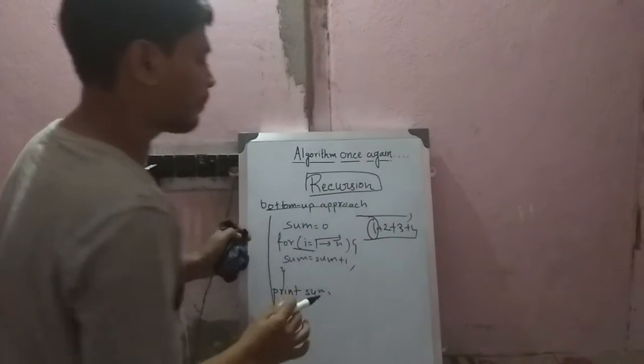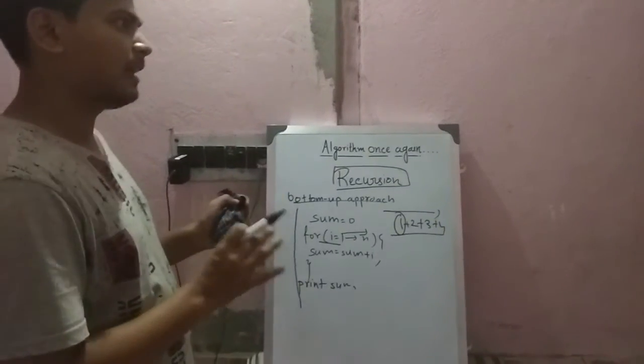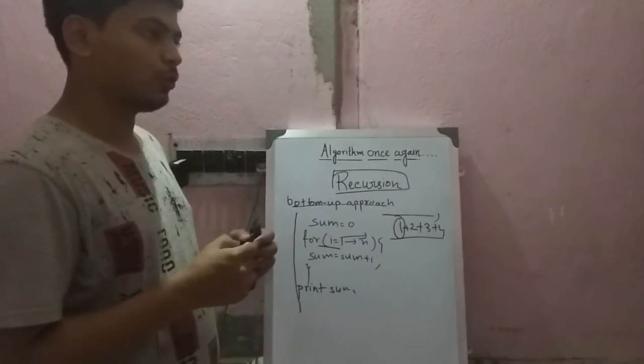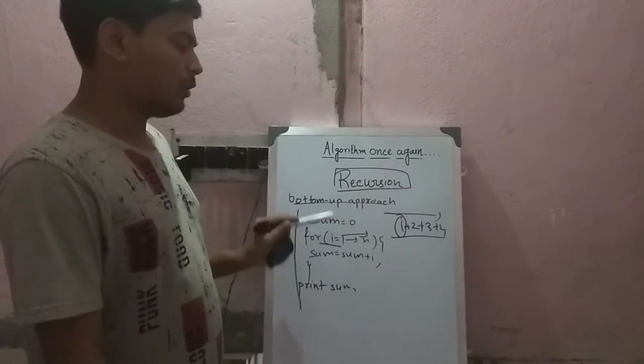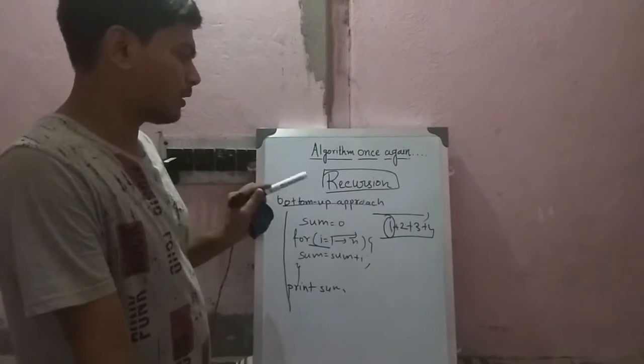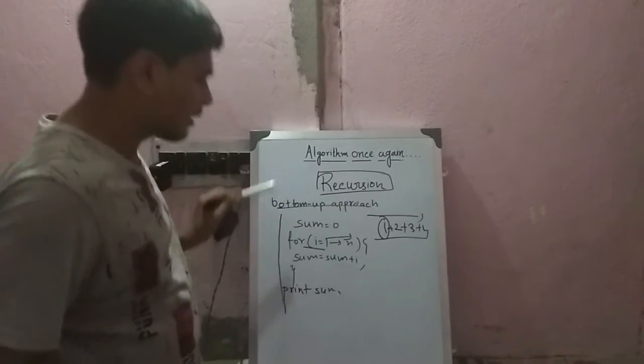So this is a bottom up approach, and we think very fast in the bottom up approach, because if you are given a code, you solve the code in an iteration manner.